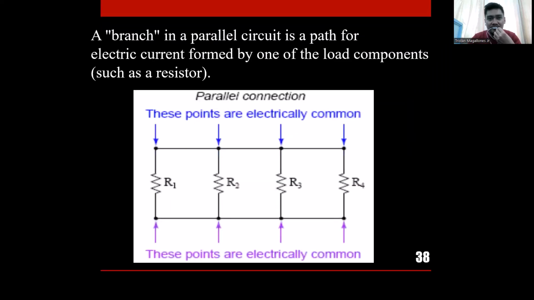So a branch is defined in a parallel circuit as a path for electric current formed by one of the load components, such as a resistor. Since we are still dealing with DC circuits, our loads here are usually represented with resistors. In this case, we have R1, R2, R3, and R4. And they are connected in parallel since these points here are common and these points here are common.